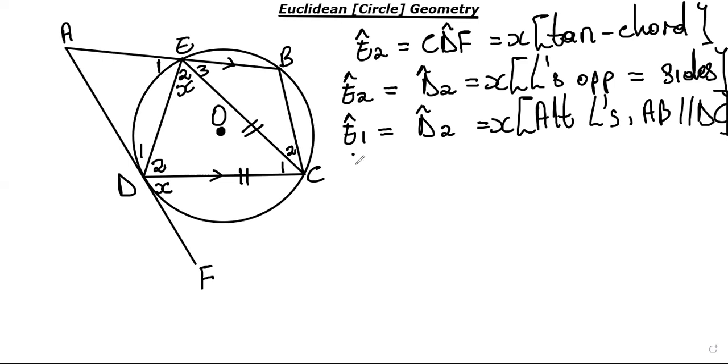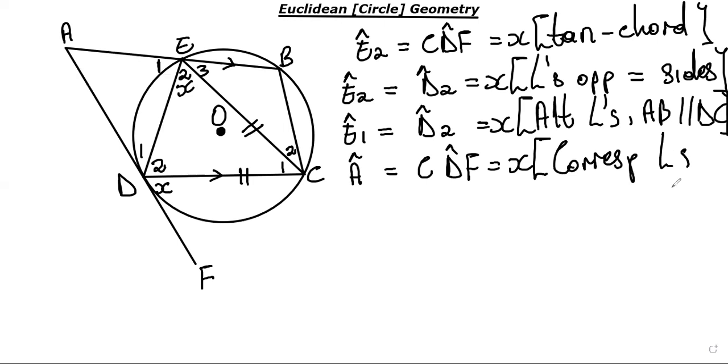Well, that's because AB is parallel to DC. And then we can also tell them that angle A is equal to angle CDF, which is equal to X. Why is this one equal to that? You remember the F shape. It's because they are corresponding angles. Why do they correspond? Well, that's because AB is parallel to CD, or DC if you like.